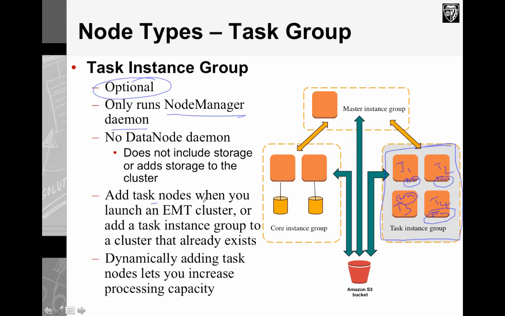And you can add task nodes whenever you want. You can add them when you launch the cluster, or you can add them later on whenever you want to add more processing capacity into your cluster. You can dynamically add task nodes also if you want to increase the processing capacity. Remember, I said to you that you can have steps. So in between steps, if you want, you can increase the capacity and then bring the capacity down.